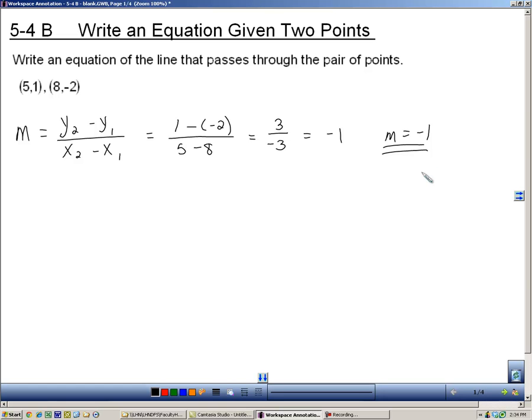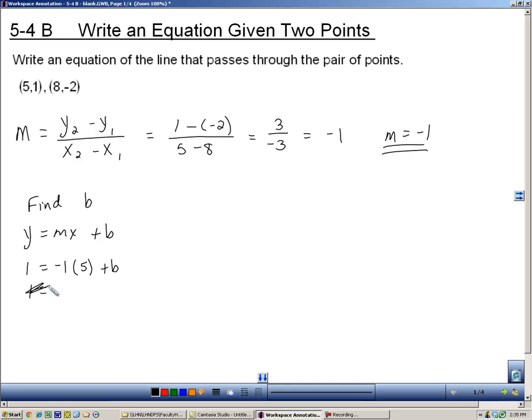And now it's just like the problems in section 5.4a. I have my slope. I have a point that I can use to find my b. I just do it exactly the same way. So next thing to do is to find the b. And we do that by using the slope-intercept form. You can pick either point, 5, 1 or 8, negative 2, it doesn't matter. I'm going to choose 5, 1. So plug a 1 in for y, plug negative 1 in for m, and plug 5 in for x. And then solve for the b.